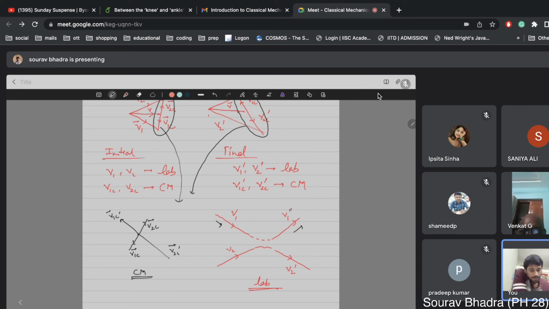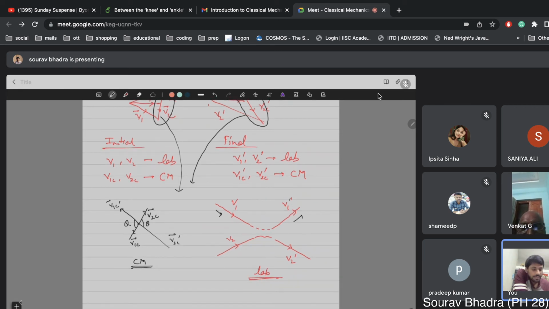But the interesting fact is that you can see in the center of mass frame, the angle between v2c and v2c dashed is actually theta, whereas v1c dashed and v1c is also theta. That means it is telling you that mass 2 is coming towards the center of mass, and after collision it is just scattered by an angle theta, whereas similarly mass 1 is also coming to your center of mass and it is just scattered by an angle theta.